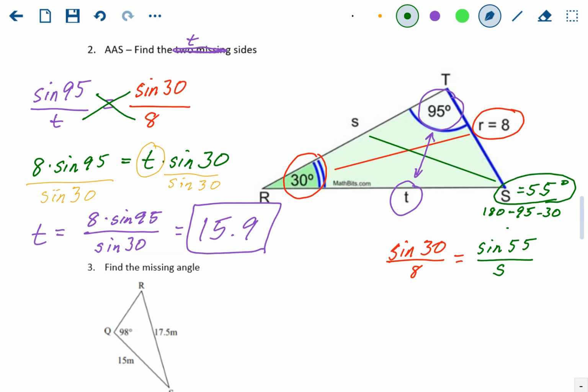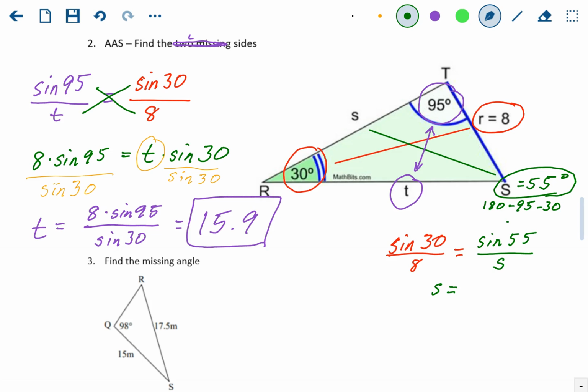S should be between 8 and 15.9. Again, if you want to pause it and try to figure it out, you can, but I'm going to just write down the answer. If you do this correctly, you should get 13.1. Make sure you can get those numbers out.